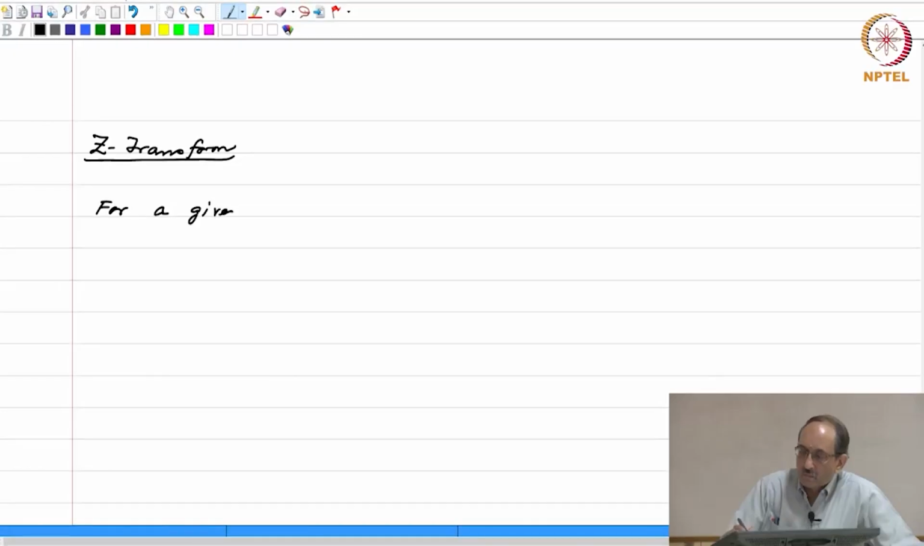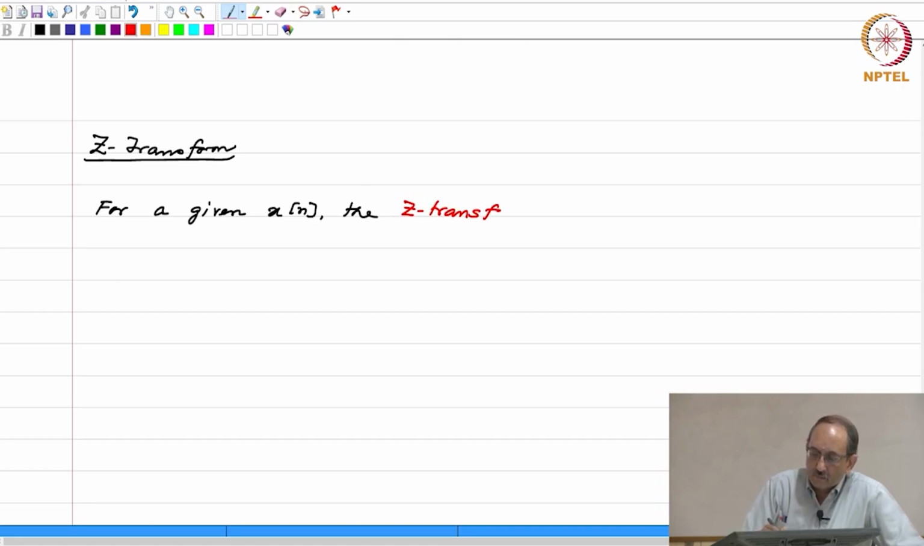For a given x of n, the Z transform x of z is defined like this.